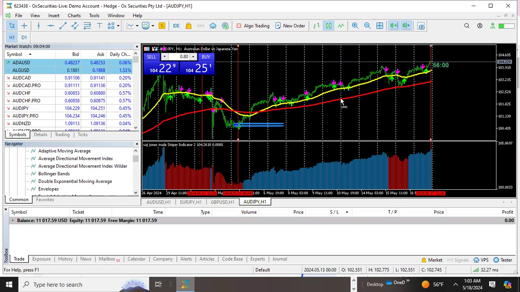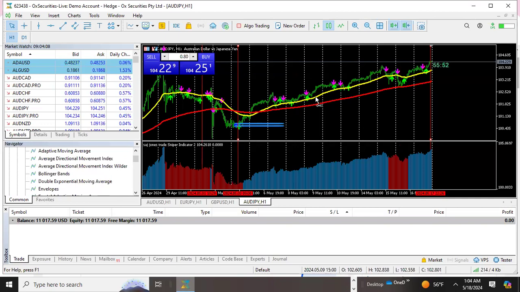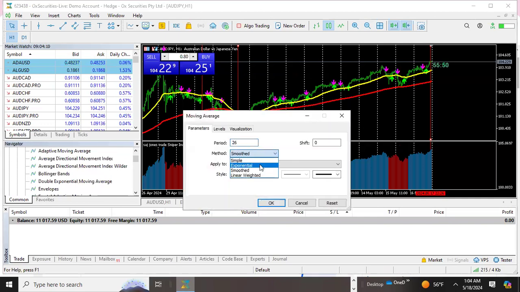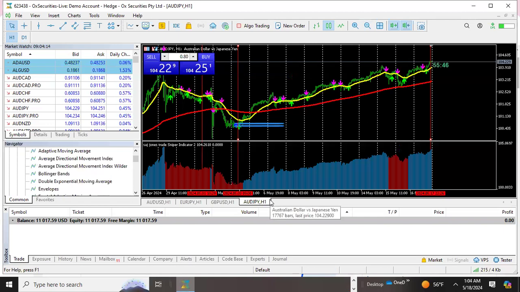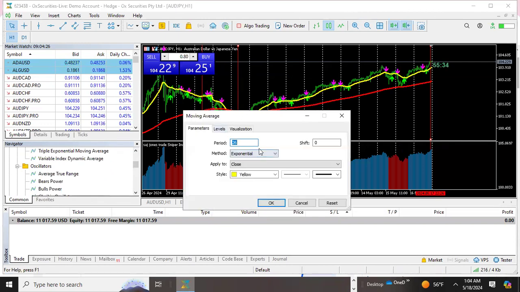Then you're going to load up a 200 moving average, right? That 200 moving average, I apologize, is exponential, and the 26 is exponential too. Then the second thing you're going to load up is the Sage trend point arrow.